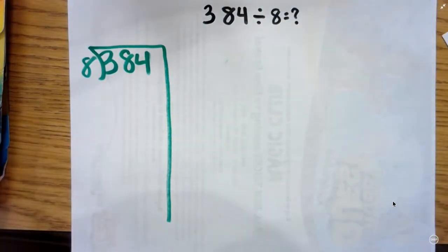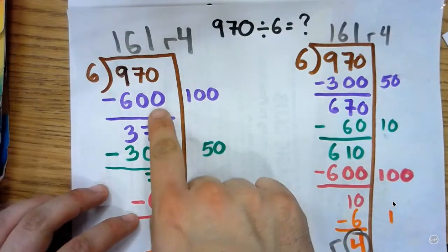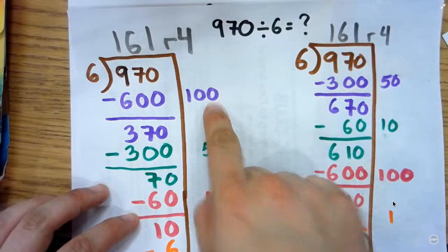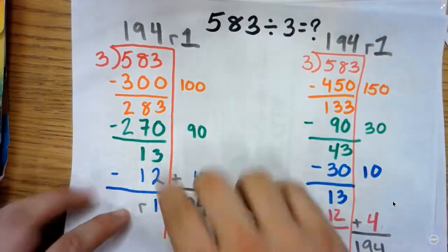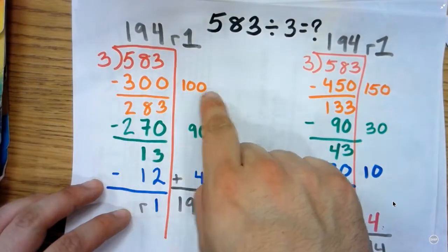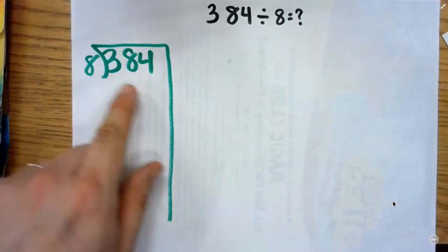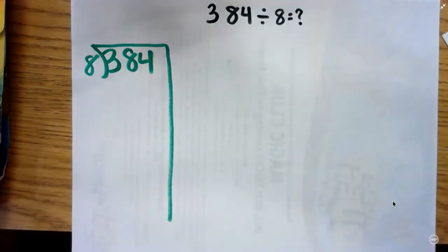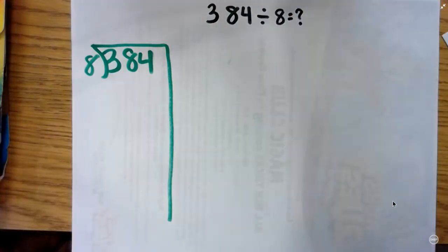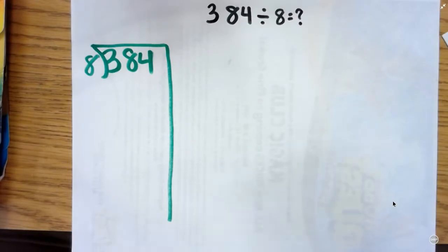Now this time, I can't do my 100. In the previous example, I was able to take away 600 because that went in 100 times. In the first example, I could take out 300, which went in 100 times. This time I can't do it. I can't take out 800. So I have to look, and this is a little bit different now. Okay, so 8 into 384.